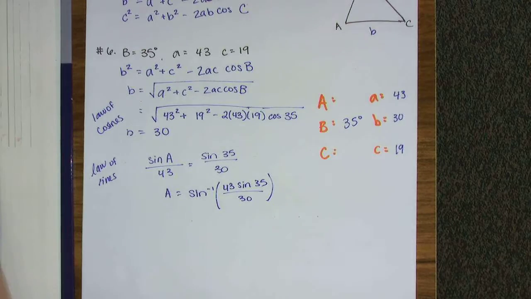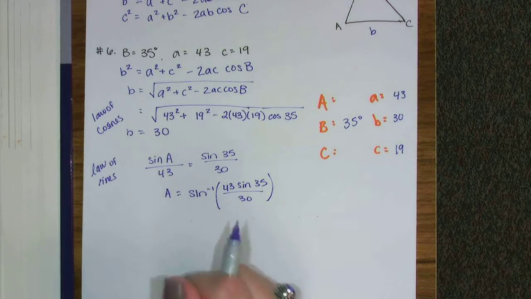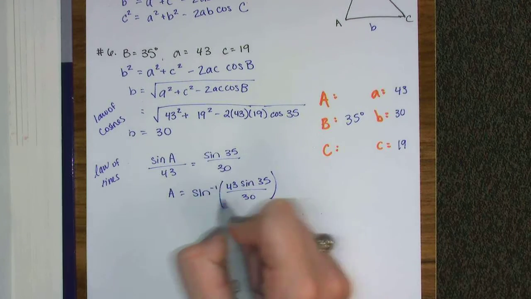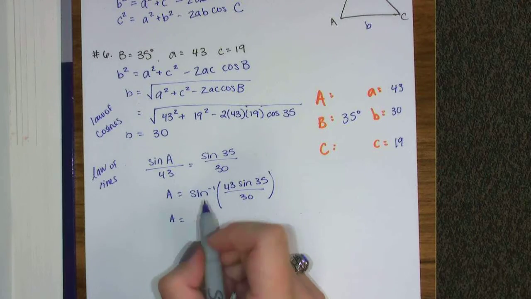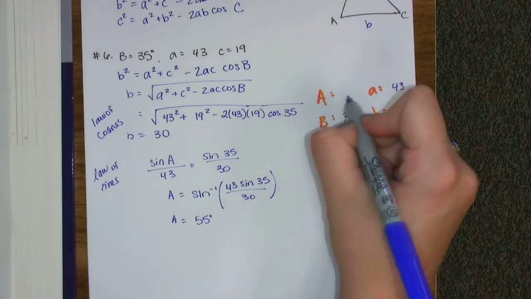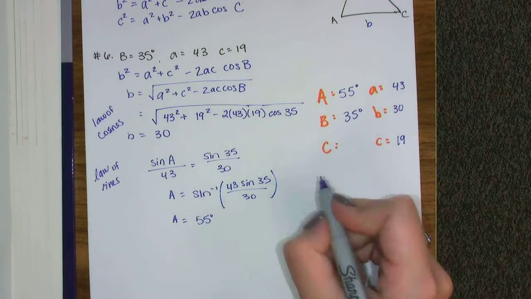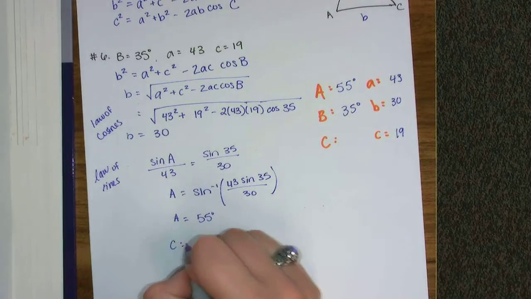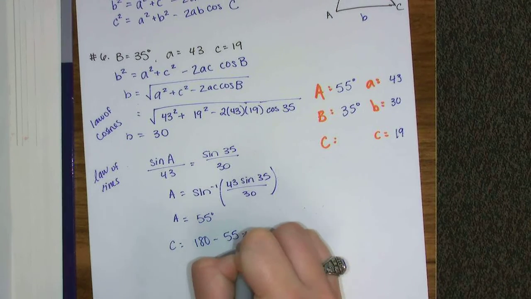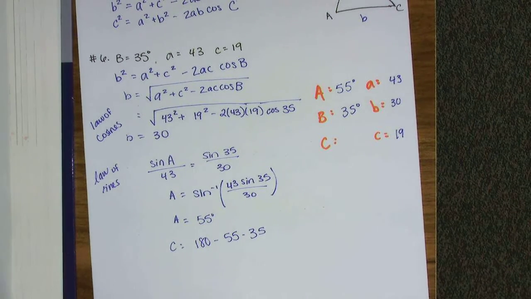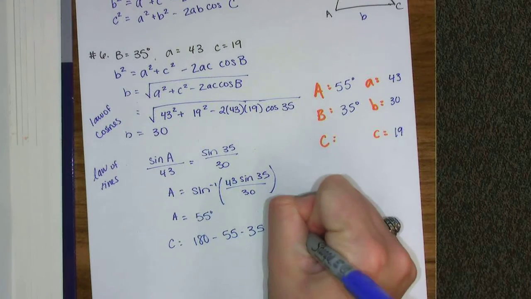And you can do that on your calculator. I get that that is 55.2, so we'll just call it 55 degrees. Then for C, it's going to be 180 minus 55 minus 35, which comes out to be 90 degrees.